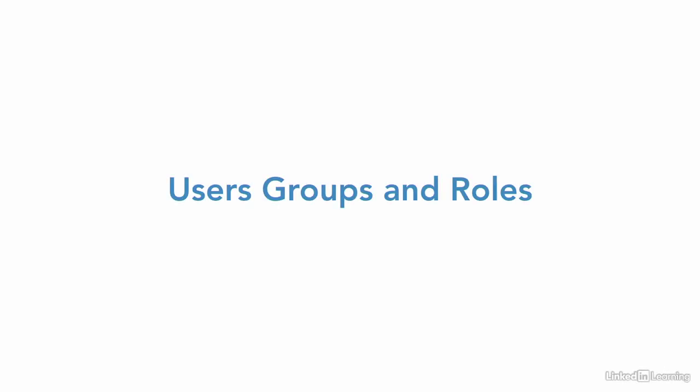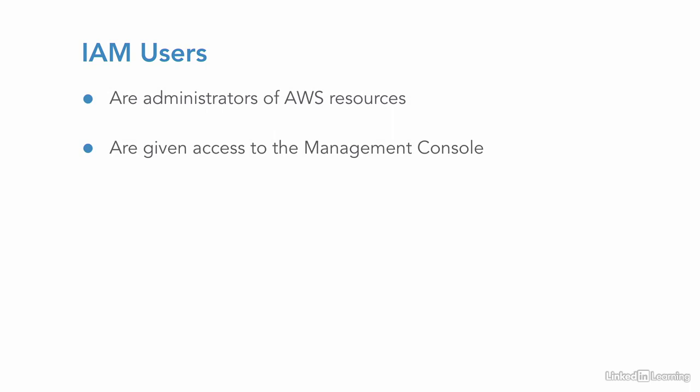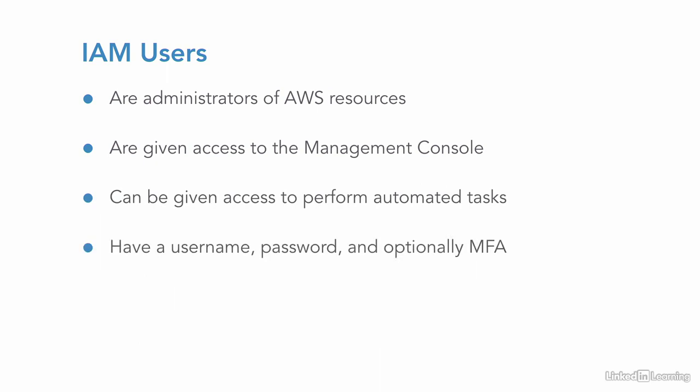When we're working with identity and access management, we're working with IAM users and groups and roles. First up, the IAM users, they're administrators of the AWS resources that you're working with at AWS. At the very least, they're given access to the management console, but they could also be given access to perform automated tasks, i.e., run scripts. They will have a username and password, and optionally and preferably, multi-factor authentication has been enabled.